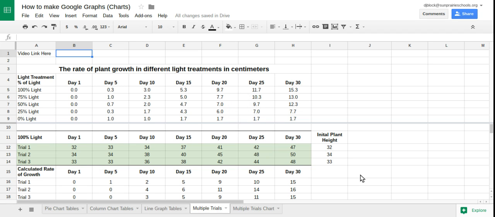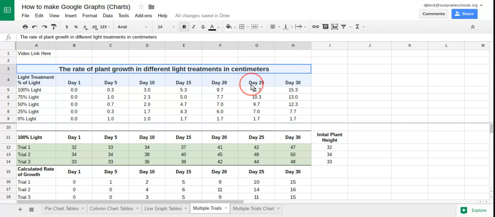All right, so this is kind of a complex way to set things up, but I thought this was something that some students were coming across and they didn't quite know how to deal with. So here's the scenario. You've got multiple plants, so different light treatments. I'm growing plants in different light settings: 100% light, 75% light, 50% light, 25%, zero light. I'm running this experiment for many days, so a month. And to do an experiment correctly, you need to have at least 3 trials for each treatment.